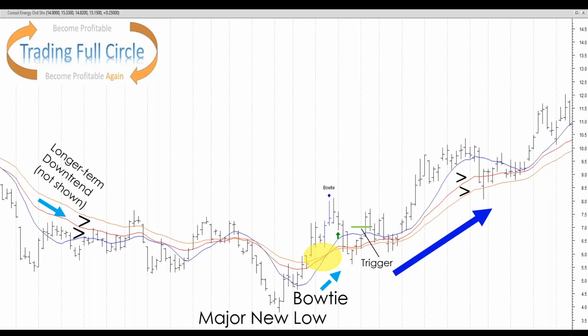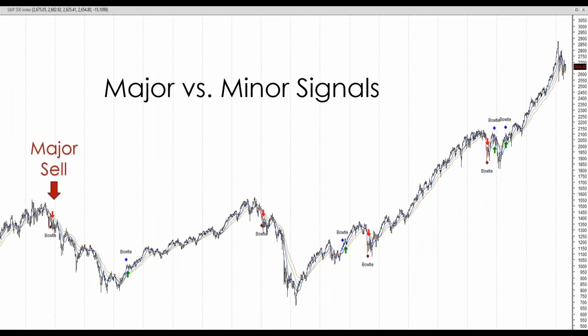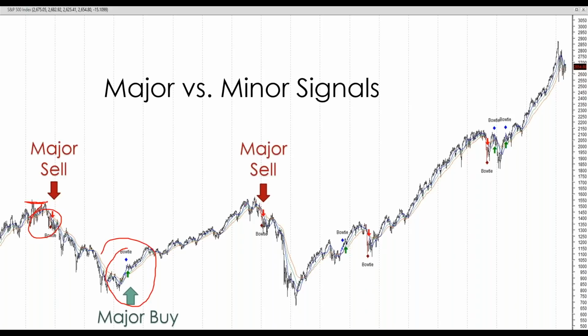Now let's take a look at major versus minor signals. This is the S&P 500. Way back in 2000, we had a major bow tie signal. This is a weekly chart of the S&P 500. And then notice in 2003, we had a major buy. And then at the end of 2007, beginning of 2008, we had our first major sell. Major sell means coming off of all-time or at least multi-year highs.